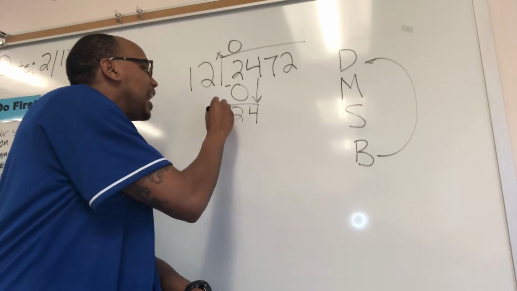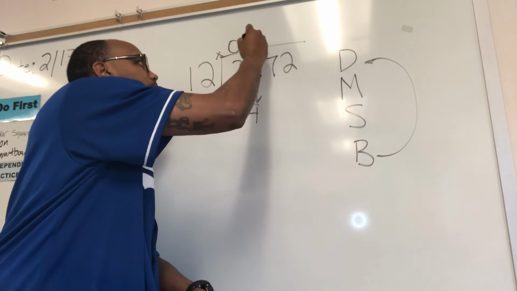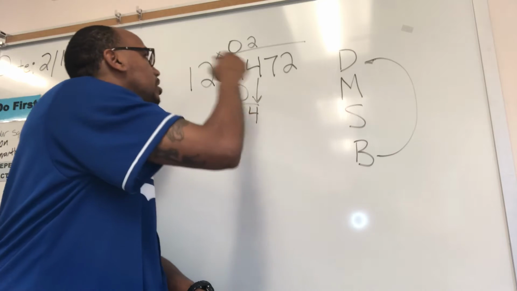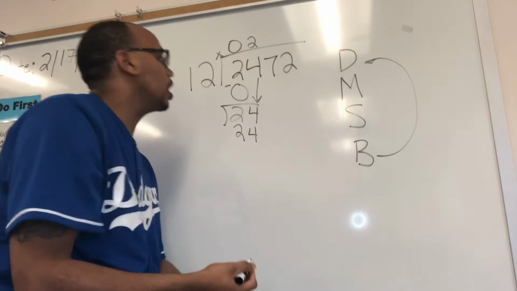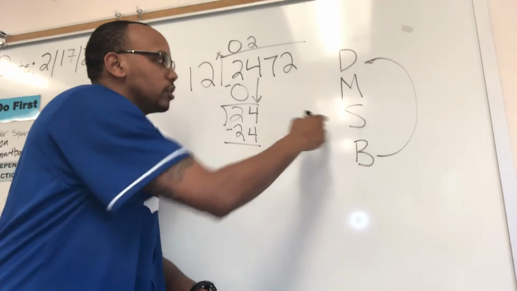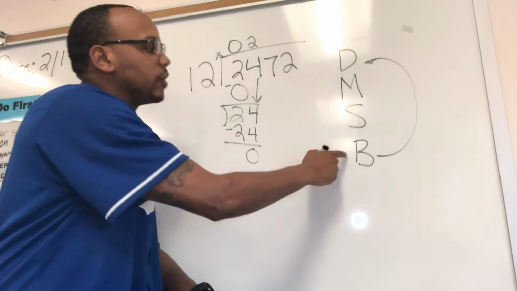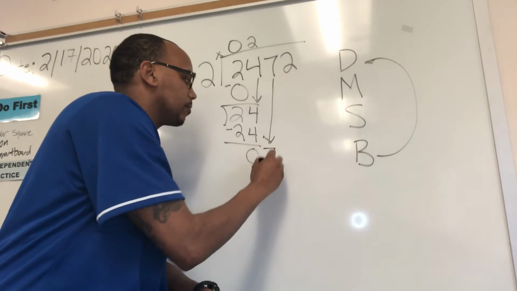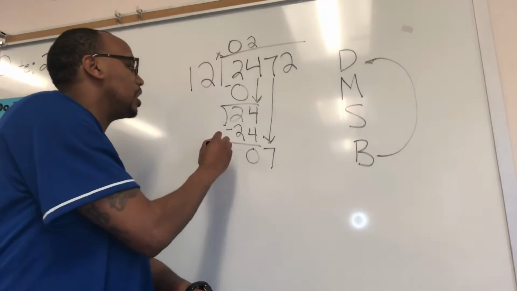24 divided by 12 is 2. 2 times 12 is 24. 24 minus 24, subtraction, is 0. And I bring down the next number, which is 7. Now we'll repeat the cycle over 2 more times.